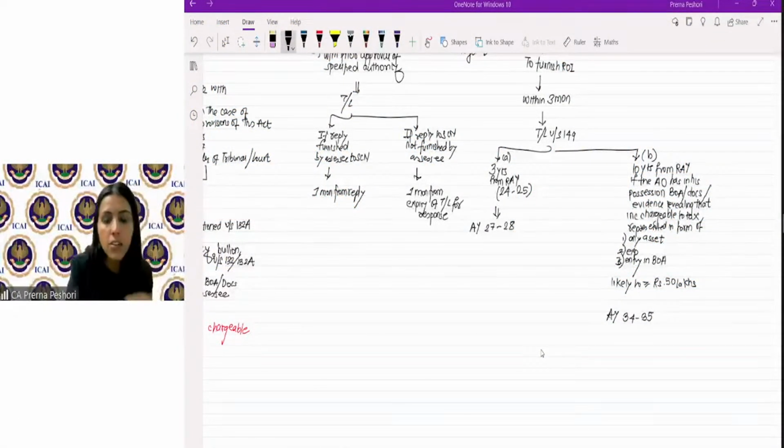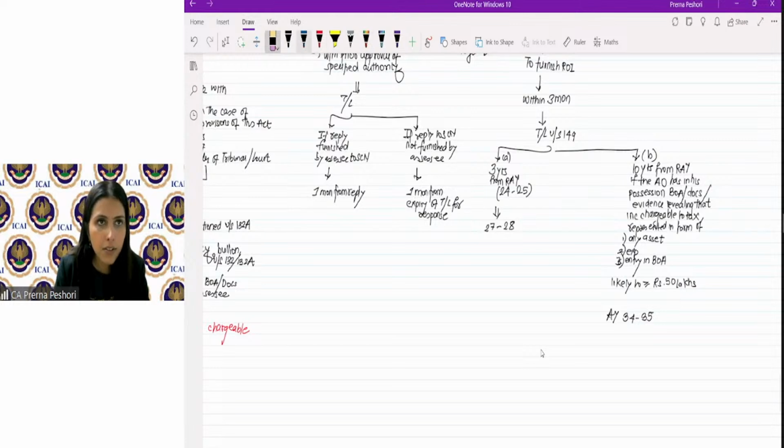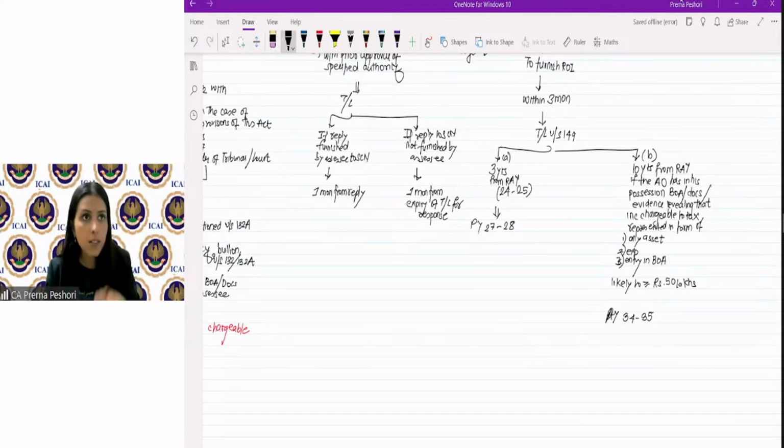Mansha, 3 years from the end of the relevant assessment year, notice can be issued till financial year ended 31st March 2028. Yes, you're right. It's financial year and not assessment year. This is previous year. In fact, this is also previous year. Yes, Mansha, you're correct.